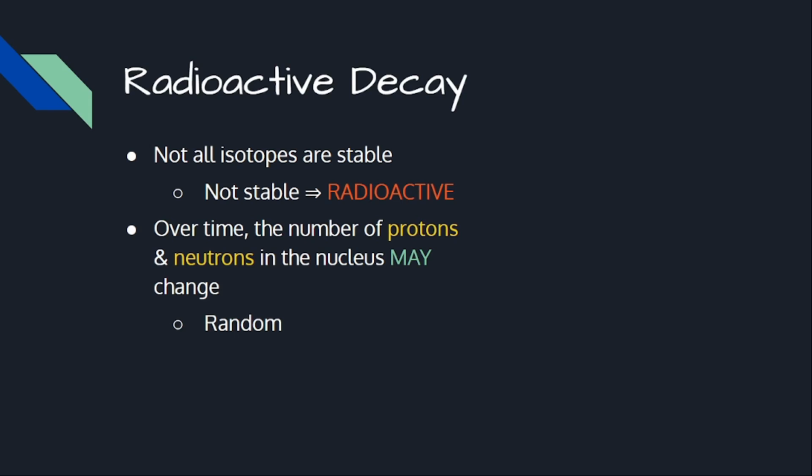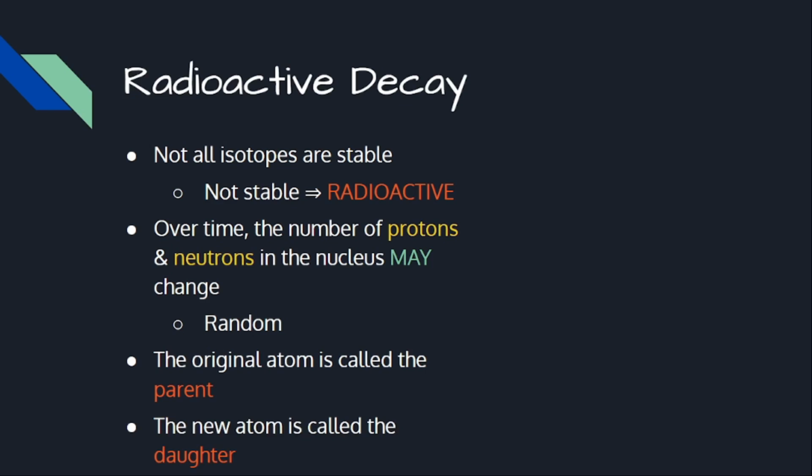This change is totally random. What I mean is, which atoms change is going to be random. We don't know if it's going to be this one or that one, or which atom it changes is totally random. The original atom, so some vocab, the original atom is what we call the parent atom. The new atom that we create after our radioactive decay is what we call our daughter atom.